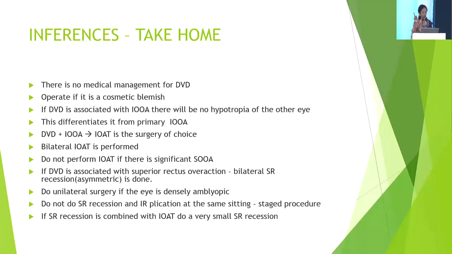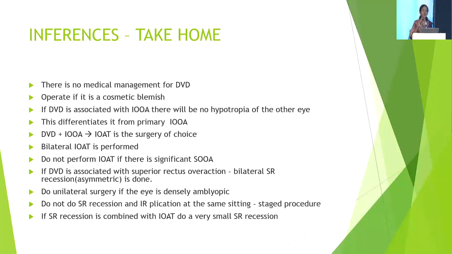For DVD with inferior oblique overaction, your surgery of choice will be IO anterior transposition. Always perform bilateral surgeries. It could be asymmetric if there is asymmetric overaction. Do not perform inferior oblique anterior transposition if there is significant superior oblique overaction. If DVD is associated with superior rectus overaction, go ahead with bilateral superior rectus recessions, do asymmetric surgeries, and do unilateral surgery only if the eye is densely amblyopic.